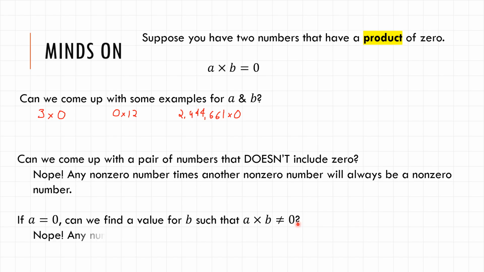So hopefully you got to see that, no, you absolutely can't do that. Any number multiplied by 0 will always equal 0. And we're going to use this idea, this notion that if two things being multiplied equal 0, then either one of them has to be 0 or the other one has to be 0.